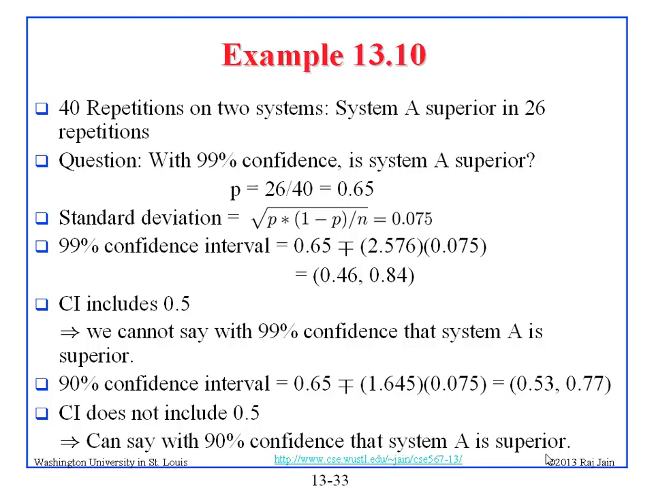Second example is 40 repetitions on two systems. System A is superior in 26 repetitions, so the probability is 0.65, and 0.65 multiplied by 40 is 26, which is greater than 10. Now 0.35 multiplied by 40 is greater than 10, so the formula is okay. And so then we go on to calculate the confidence interval as usual.